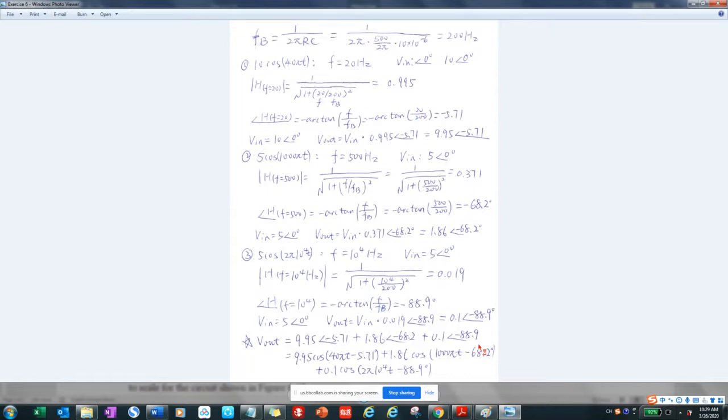You won't change. Now the first component is still 40 pi t. You won't change this 40 pi. You cannot change the frequency. Just depends on this frequency. The magnitude will change. The phase angle will change, but your frequency won't change. So still 40 pi t here, but the magnitude changed to 9.95.